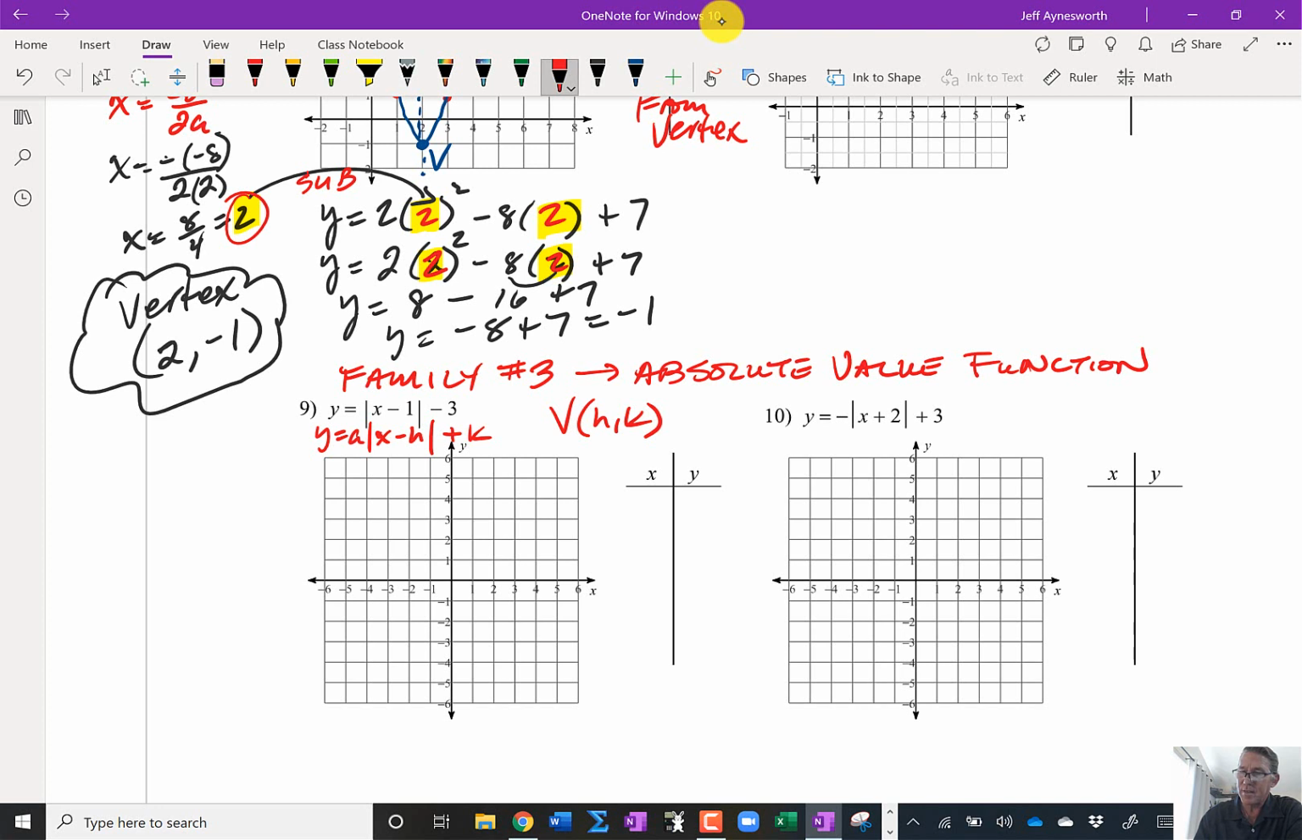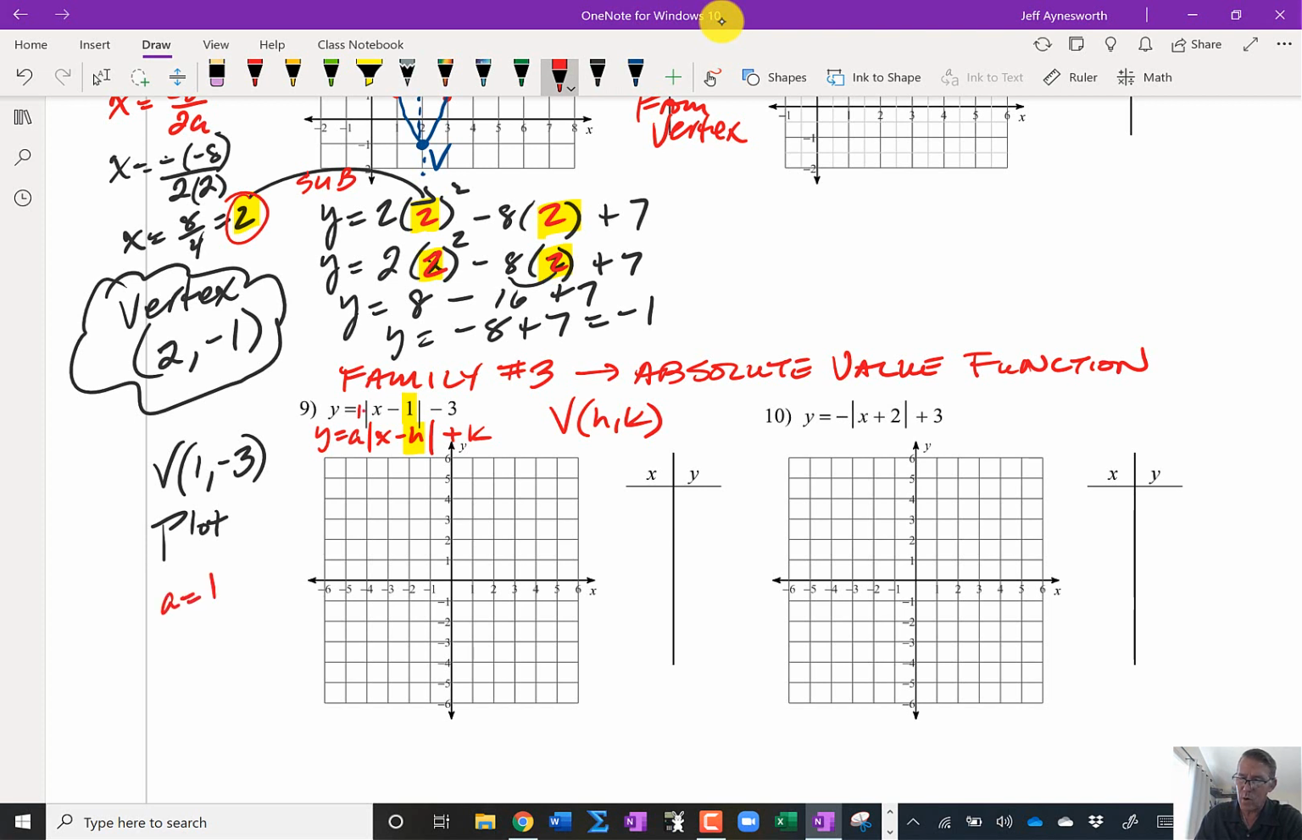And in this case, if you compare here, h is 1. So if you just look here, x minus 1, when you compare x minus h and x minus 1, obviously h is 1. So 1 comma something. And then here you're subtracting 3, so k is actually negative, so you get the vertex at 1 comma negative 3. And that's what you want to plot. And notice also, you don't see a coefficient in front of the absolute value, so I'm just going to put an imaginary 1 there. So a is actually 1.